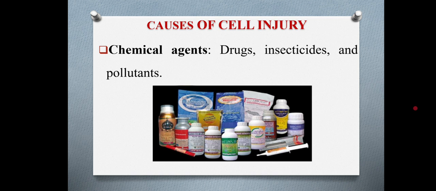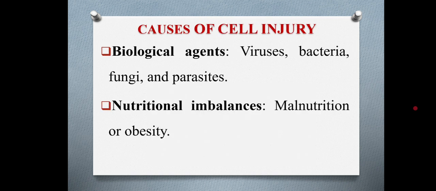As a result, they end up damaging the actual cell. And you must always remember, if a cell has been damaged, a tissue has been damaged. If a tissue has been damaged, then the organ has been damaged. So chemicals, it could be drugs, it could be insecticides, pesticides, pollutants, these can also cause cellular injury.